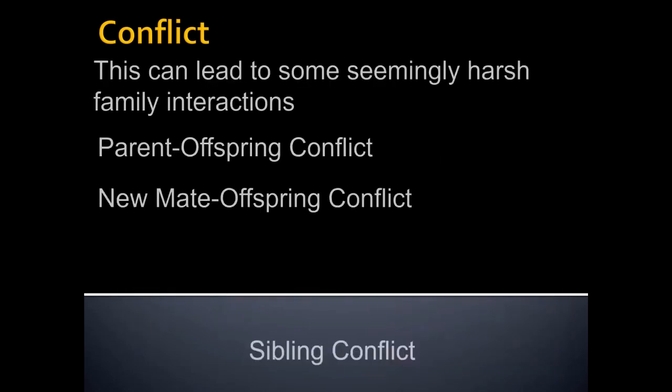And sometimes these interactions between relatives can seem rather harsh to us. But again, we need to remember that we don't put our human values on the society. So here are some examples. We've already talked about parent-offspring conflict.